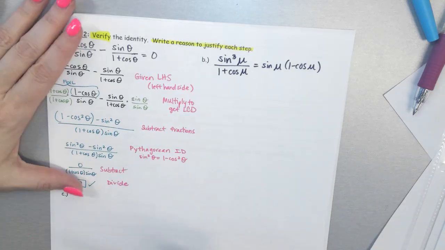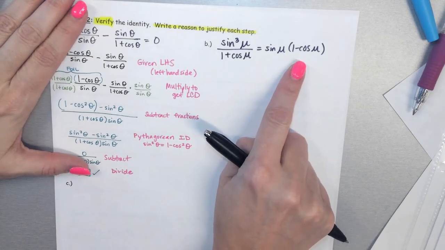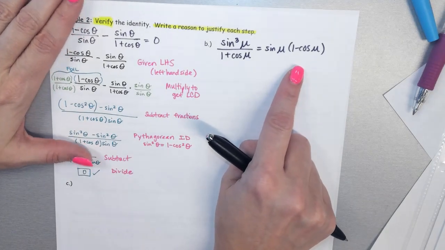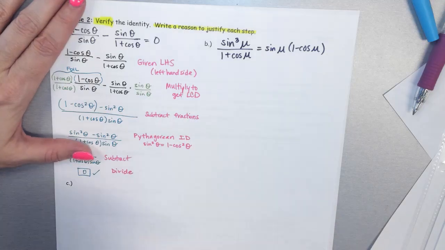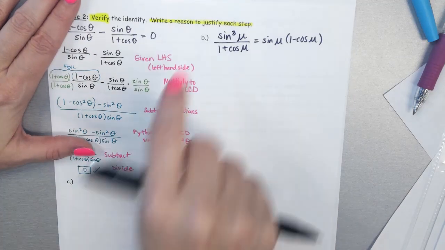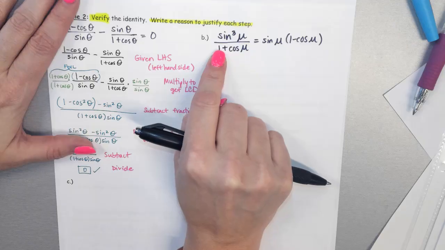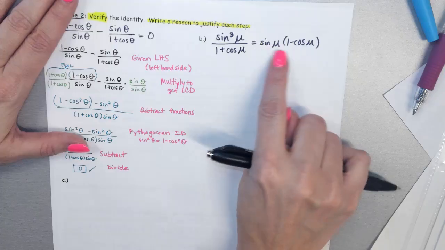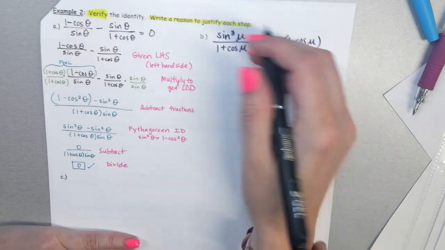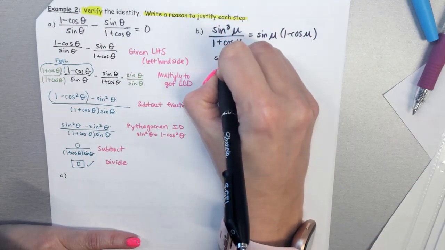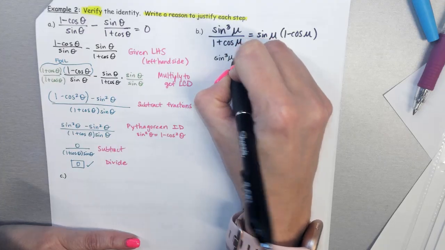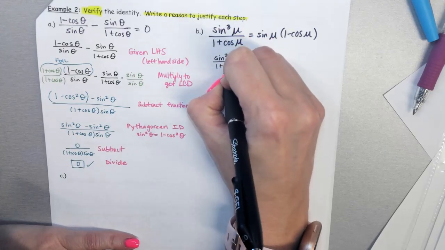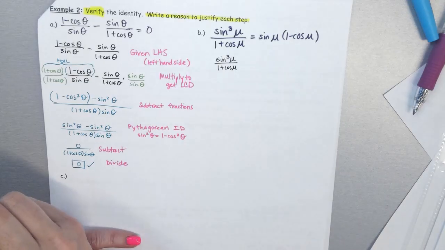So the first thing that you're going to do is choose which side is more complicated. What do you guys think is more complicated, the left or the right? If you have a fraction, you're always going to have more things to do with that, and this is sine to the third versus here where you wouldn't have anything to plug in. So we're going to start. This is sine cubed of mu over 1 plus the cosine of mu.